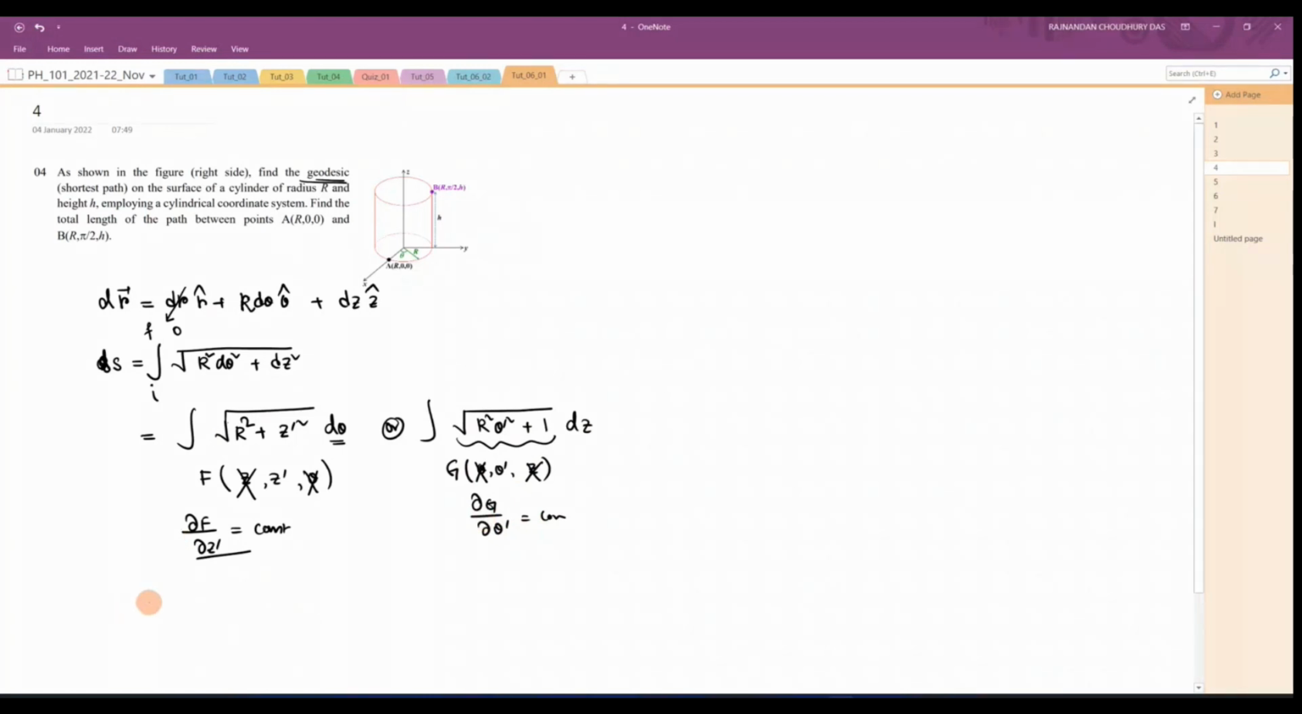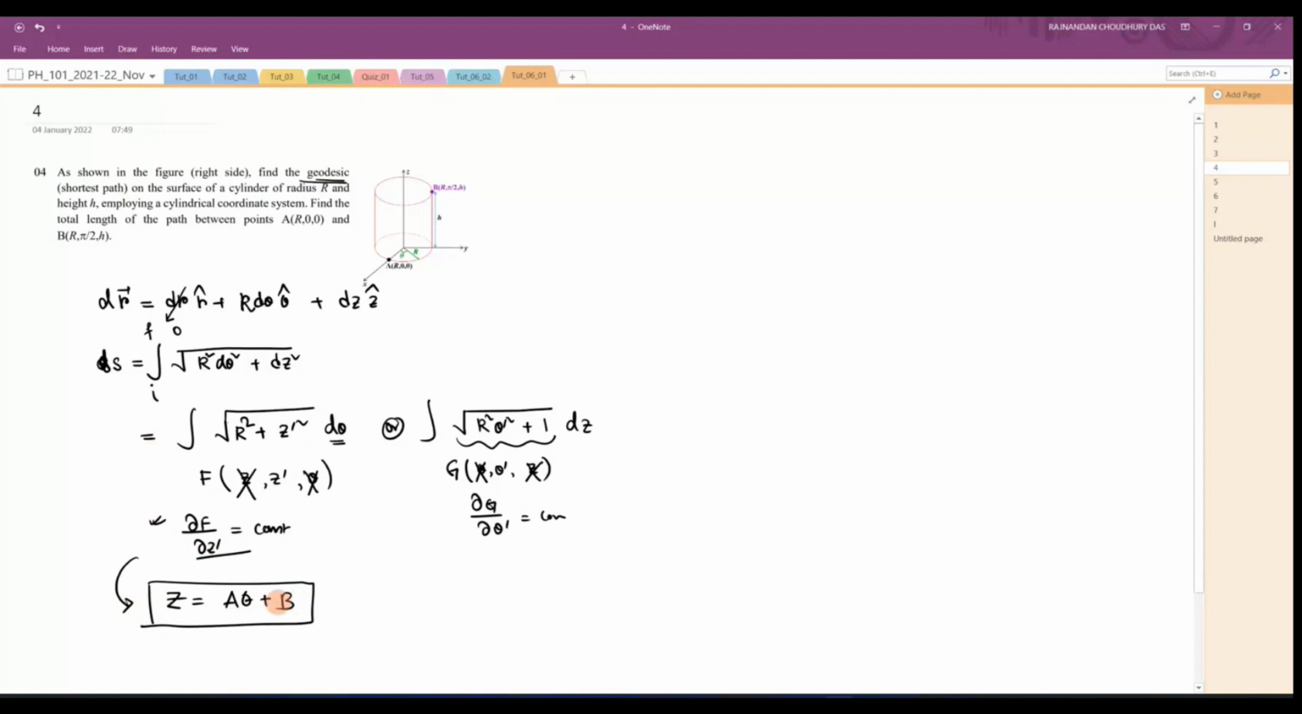Finally, you will get the equation of, let me check. Finally, you will get z equal to a theta plus b. This will be a very simple equation. You will be easily able to solve this differential equation, and you will reach this step.